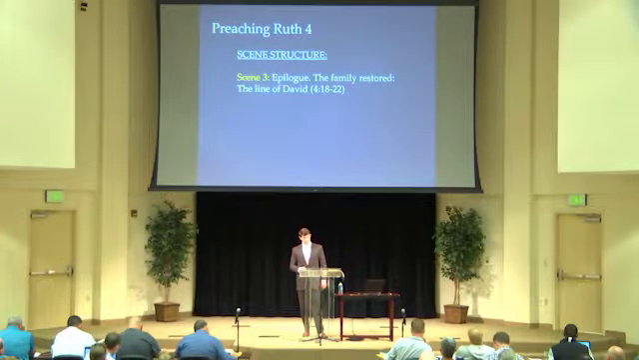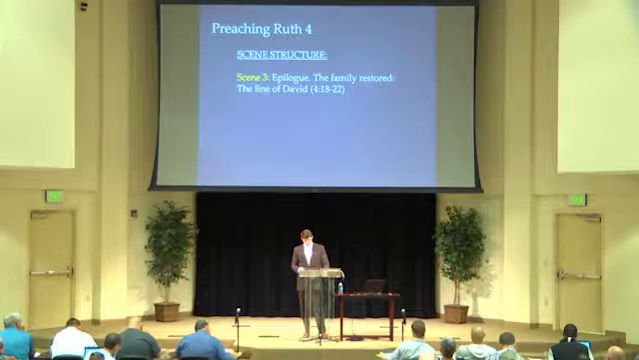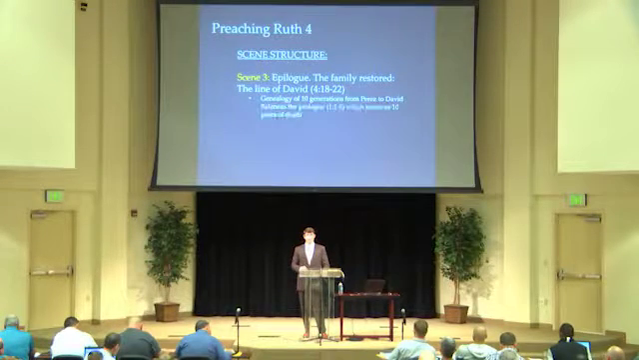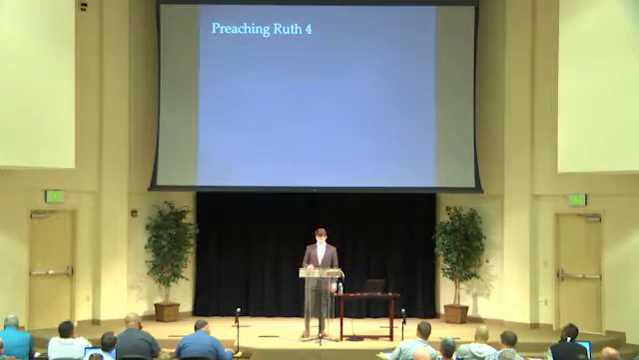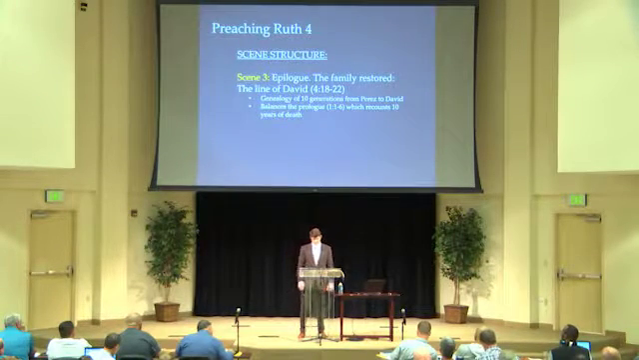Scene 3, the epilogue. The family restored in the line of David, verses 18 through 22. What you have here is a genealogy, as we mentioned, of 10 generations from Perez to David, which balances the prologue, verses 1 through 6, that recounts the 10 years of death.